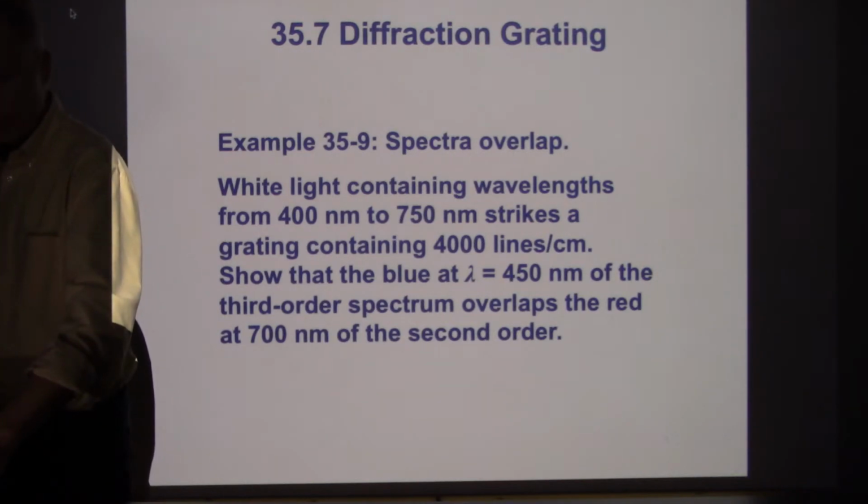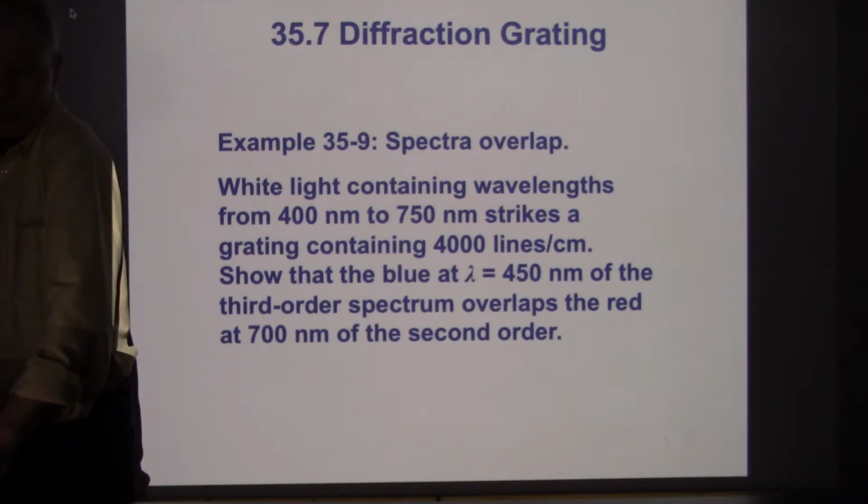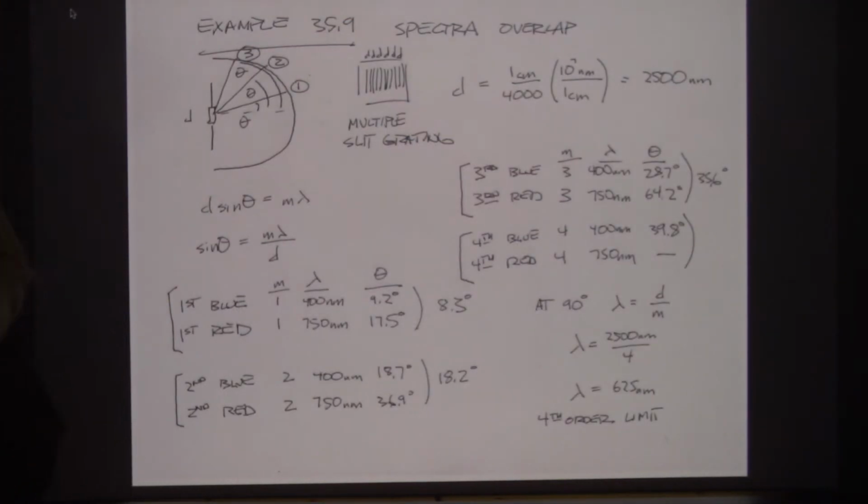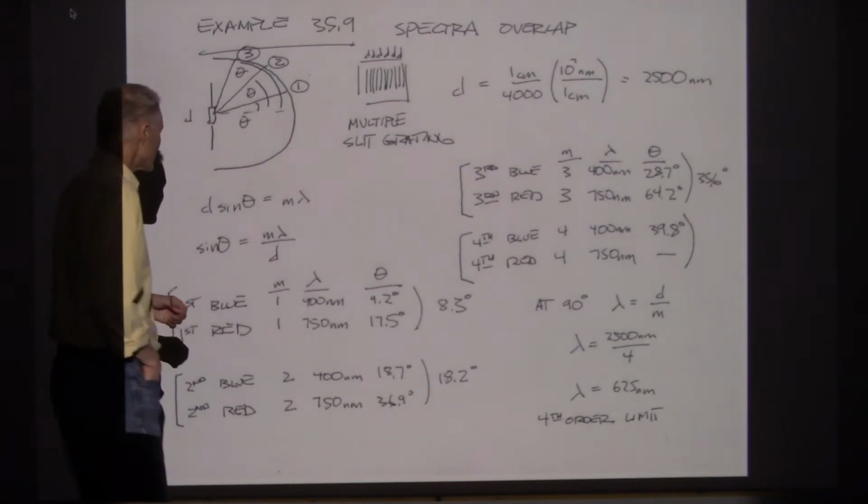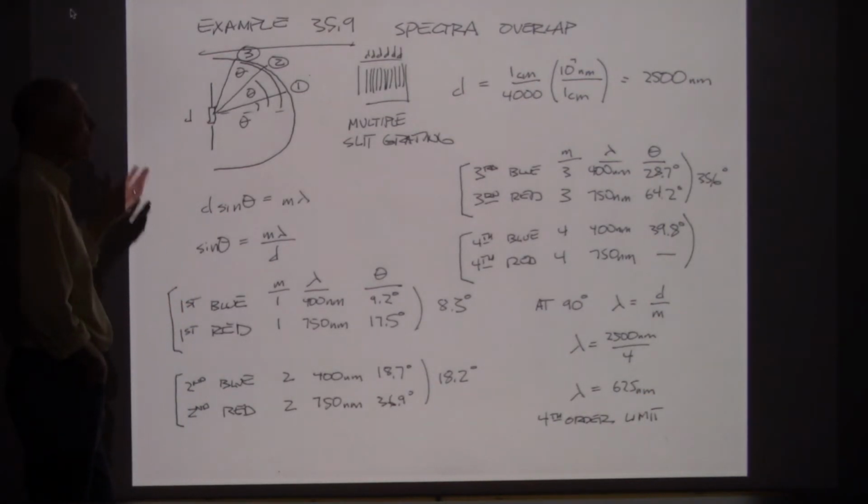So what we'll find is that they've given us a different grating. This one is 4,000 lines per centimeter. Now the overlaps don't really depend on the d value. The overlaps just depend on the wavelengths of light and the order number. So it depends on what the value of m is, and it depends on what the wavelengths are. So let's go ahead and use this.